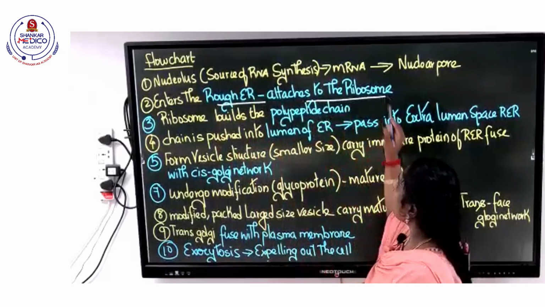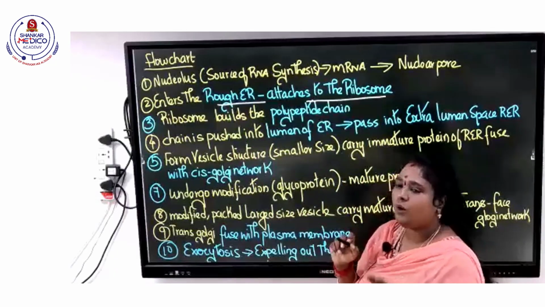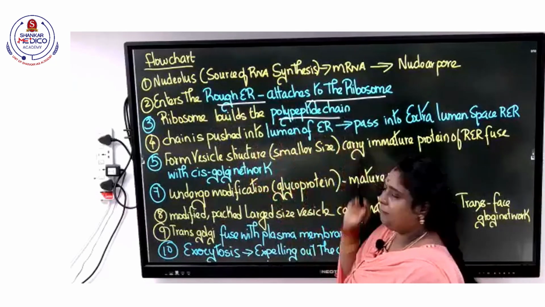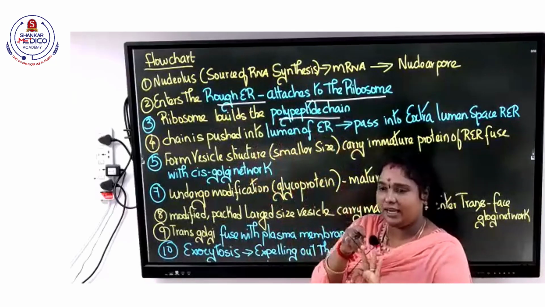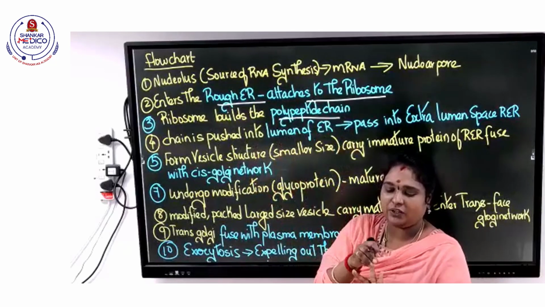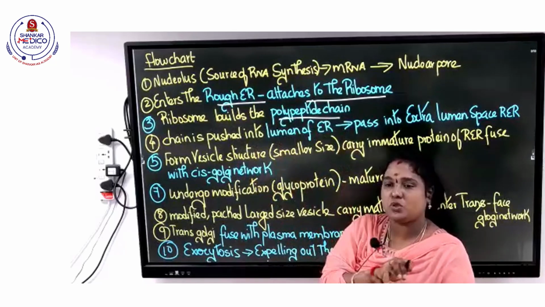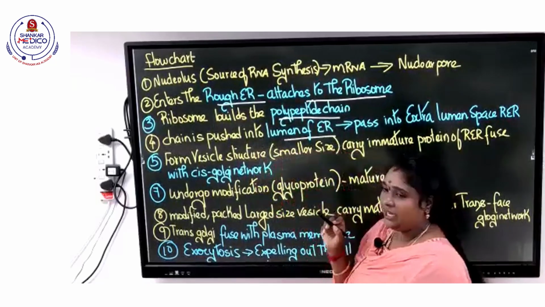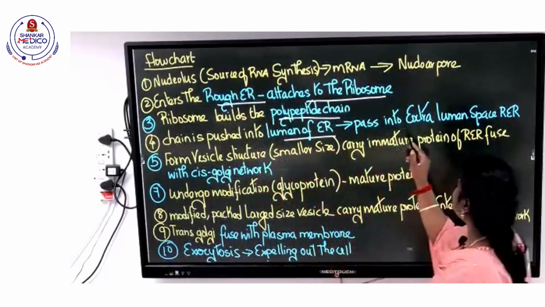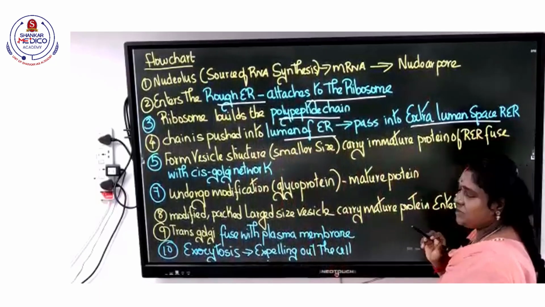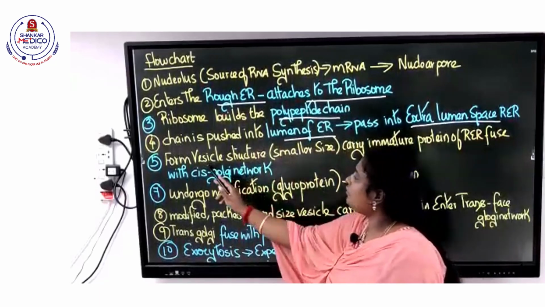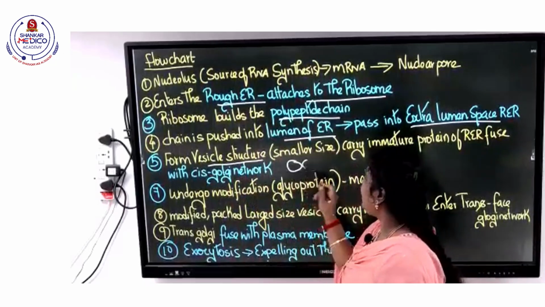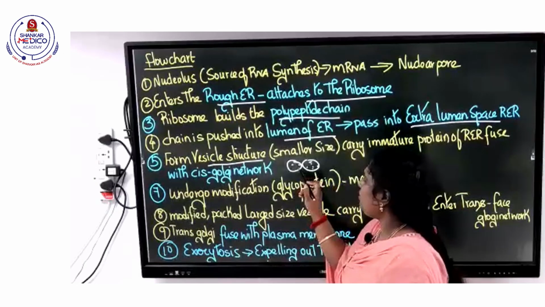It attaches to the ribosomes. What are ribosomes? Protein synthesis. They are the protein factory. Now ribosomes build the polypeptide chain. So the first step is RNA going to the rough endoplasmic reticulum, and the ribosome produces a protein chain. Now the chain is pushed to the lumen of the endoplasmic reticulum. Then it passes to the outside of the endoplasmic reticulum. They form a vesicle structure, a round structure. We call that vesicles. What will be present in here?